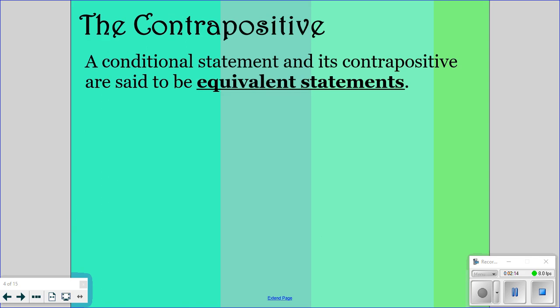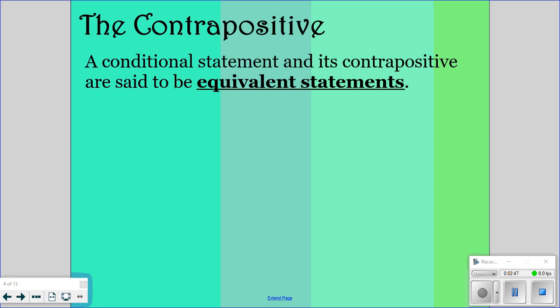So contrapositive. We're going to start off with a conditional statement. A conditional statement is an if-then statement. So if you make a 100 on your test, then you made an A on your test. If you take out the trash, then you get ice cream tonight for dinner. Pick anything you want to make. If you're wearing red, then you're a boy today. Whatever you want. That's a conditional statement. If and then.